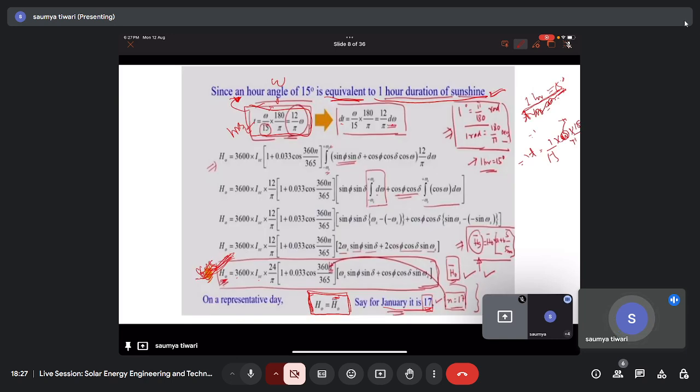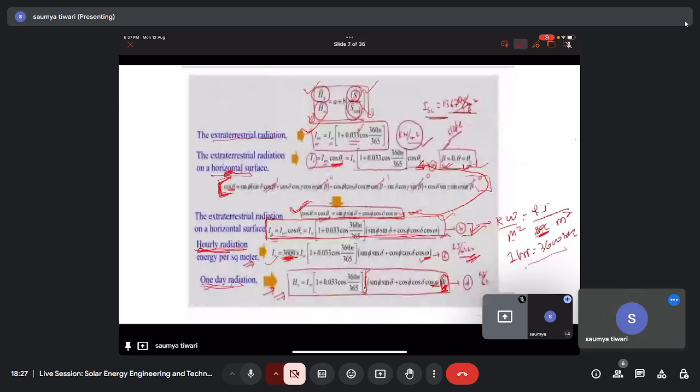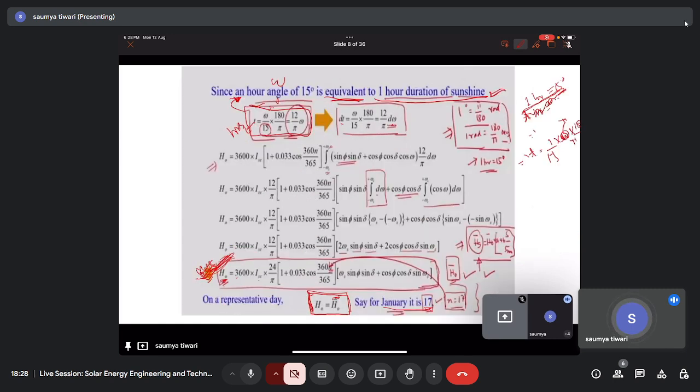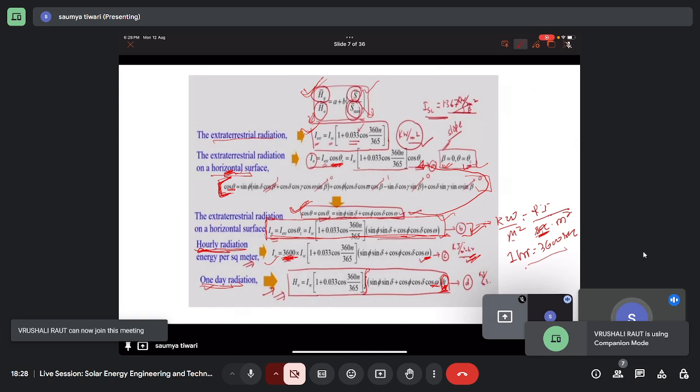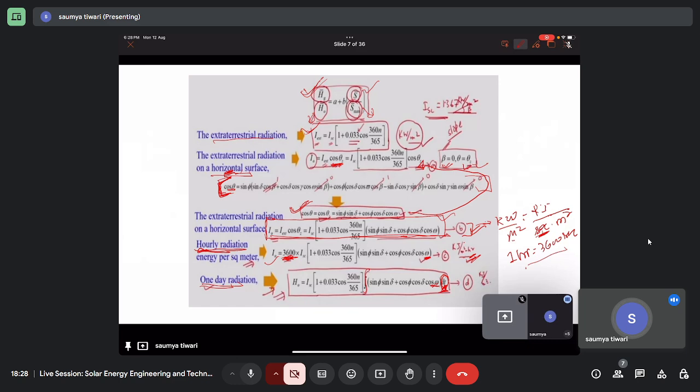I hope this is clear. So this is the important formula that you need to remember. And this is the formula. So we have calculated h naught. We'll put it back into the equation. And s max bar, you know that it will be equal to 2 by 15 cos inverse of minus tan phi into tan delta, that we have already studied in the previous class.